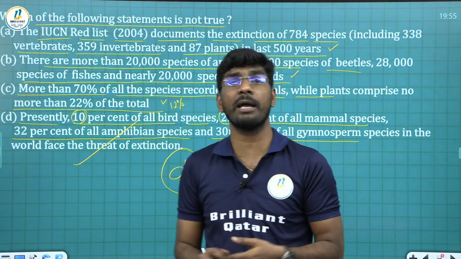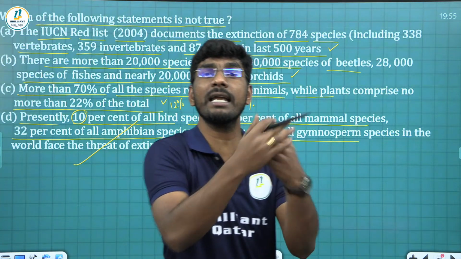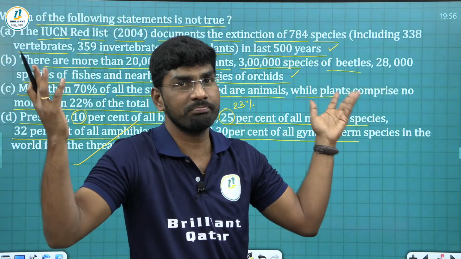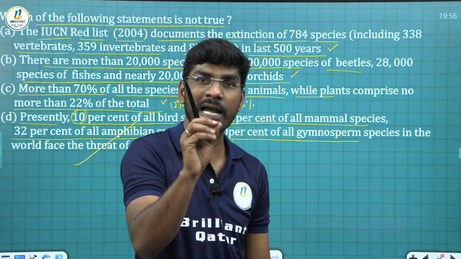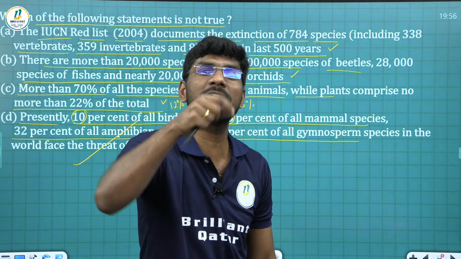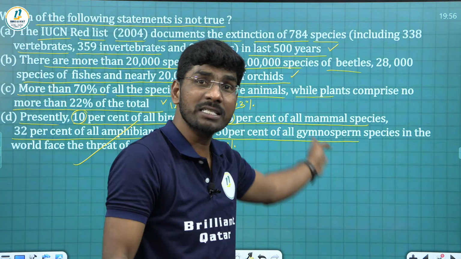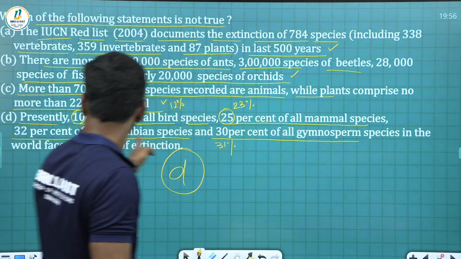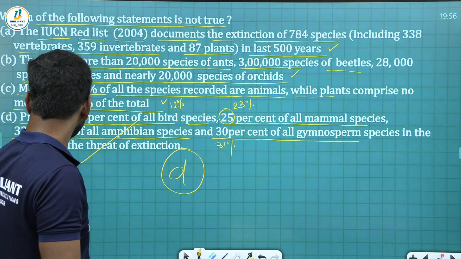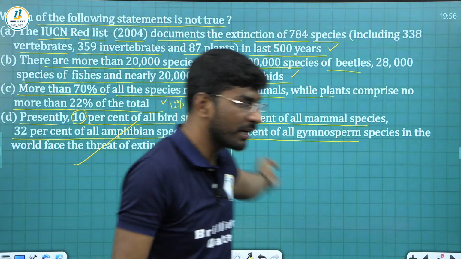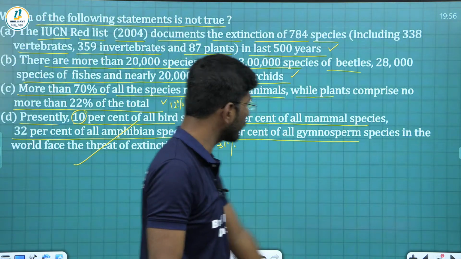Rohan, you need to remember, beta, in the biodiversity conservation chapter, any line can come as an MCQ. That's why I told you in the class, you need to remember at least what percentage of gymnosperm, what percentage of amphibian. You know, the highest threatened is amphibian only, right? Look here, 32% of amphibians are threatened. So the correct answer is option D.